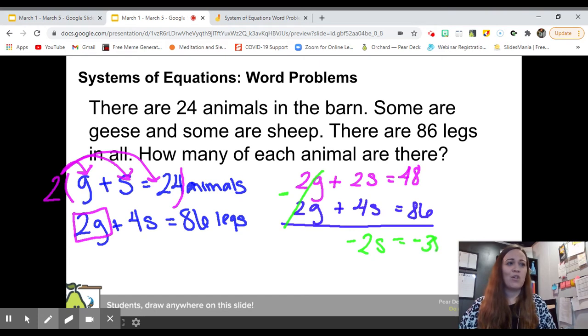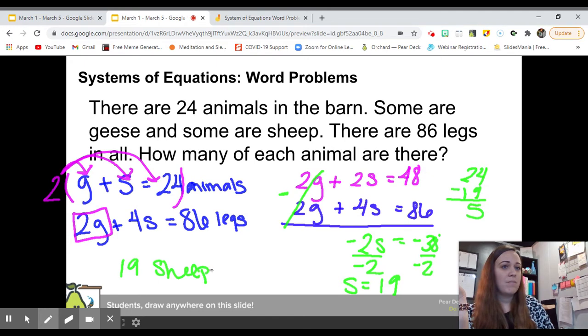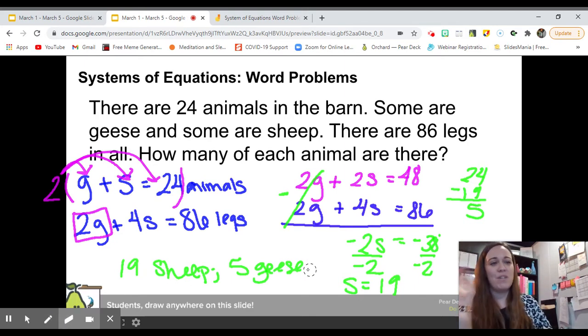Now, don't freak out about the negatives. Of course, an animal cannot have 0 or a negative amount of legs. But if I divide, a negative divided by a negative will give me a positive. So it ends up working out. So sheep is equal to 19. And how many animals in all were there? There were 24. So if I do 24 minus 19, I'm getting 5. So we had 19 sheep and 5 geese, which makes a total of 24 animals.